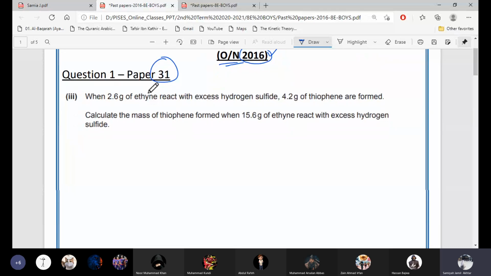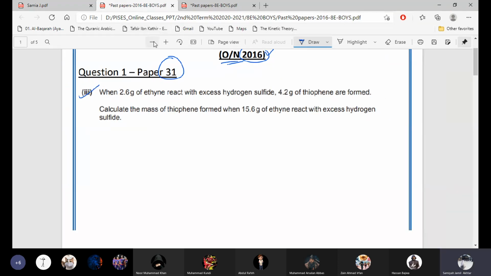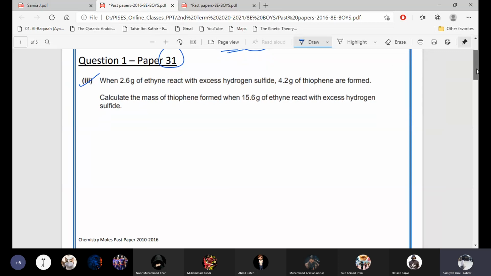From paper 31: When 2.6 grams of ethyne react with excess hydrogen sulfide, 4.2 grams of thiophene are formed. Calculate the mass of thiophene formed when 15.6 grams of ethyne react. So do this question. It's really easy. I'm giving you 2 or 3 minutes. Come on, read it carefully and do it. In this question also, we have to take the ratio and find out the other one.